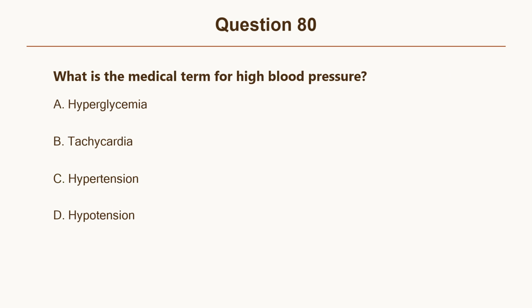Question 80. What is the medical term for high blood pressure? Option A, hyperglycemia. Option B, tachycardia. Option C, hypertension. Option D, hypotension. The correct answer is option C, hypertension.